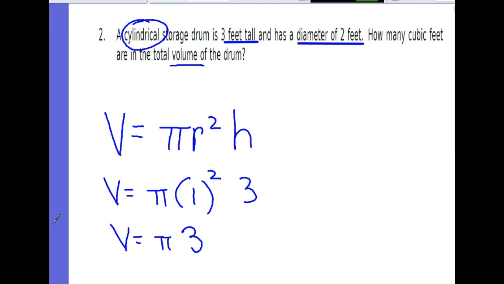Now, a lot of times they're going to ask you to leave the answer in terms of pi, because if you leave the answer in terms of pi, do you need a calculator to multiply 3 times 1? I hope not. If you need a calculator to multiply 3 times 1, you might not do very well on this TSIA test.